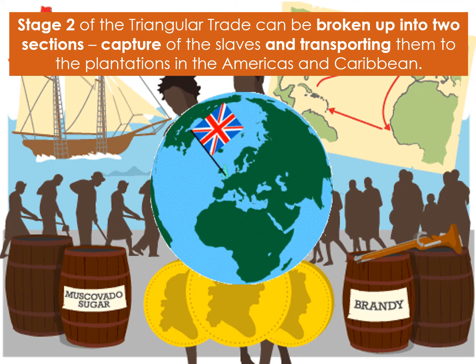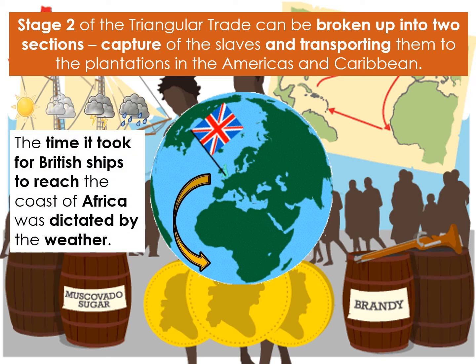Stage 2 then of triangular trade can be broken up into two sections. You've got the capture of the slaves, which we'll talk about in more detail later on, and then we've got the transporting them across the Middle Passage to the plantations. The time it took for the British ships to actually reach the coast of Africa was obviously dictated by the weather.